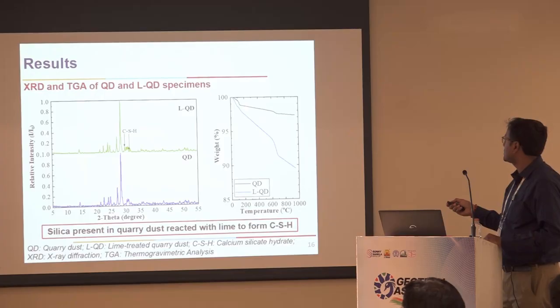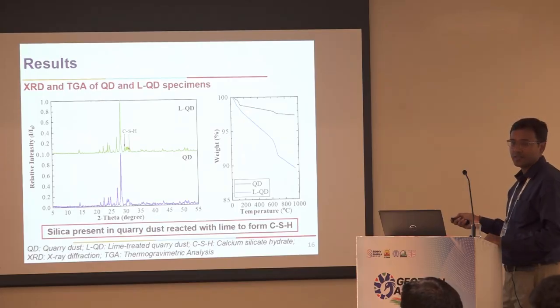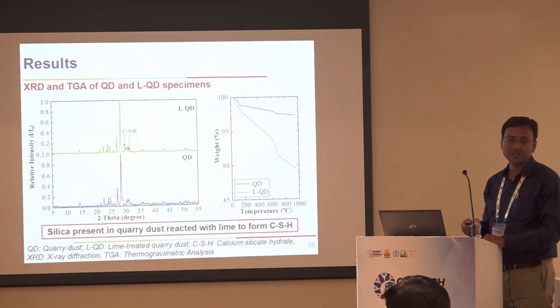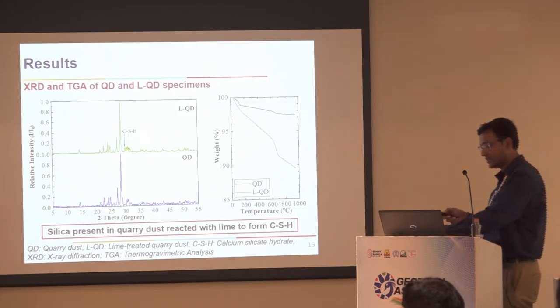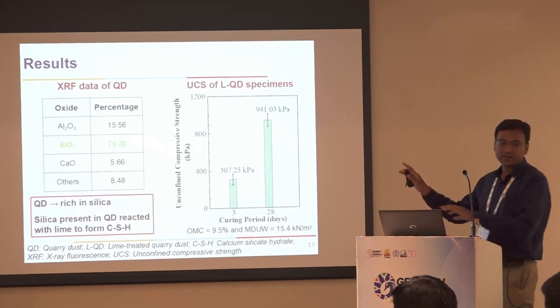The other thing to note is typically the CSH phase will be losing water till 240 degrees centigrade. Here, as compared to quarry dust, you can see that there is more weight loss in the lime-treated quarry dust, which shows that the weight loss taking place here is because of dehydration of water from the CSH phases. So this also proves that CSH was forming in the lime-treated quarry dust. This is the last slide, I will be wrapping up soon.